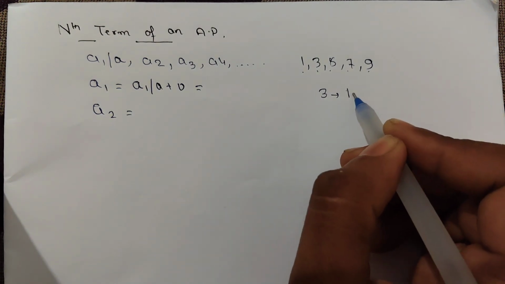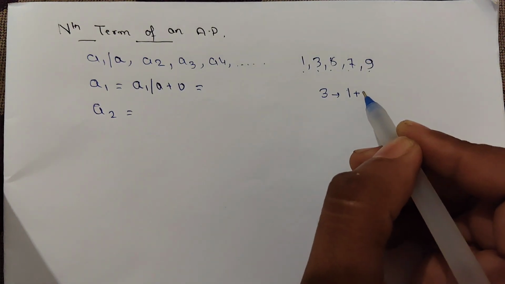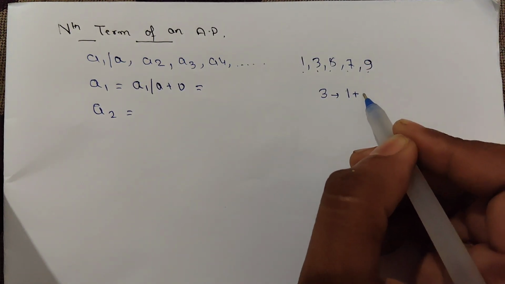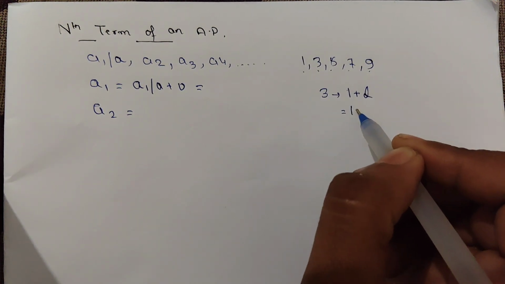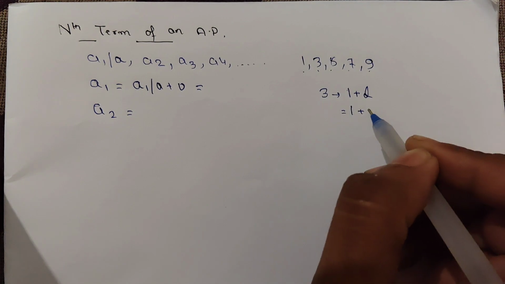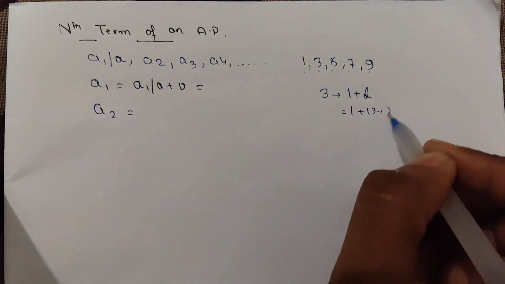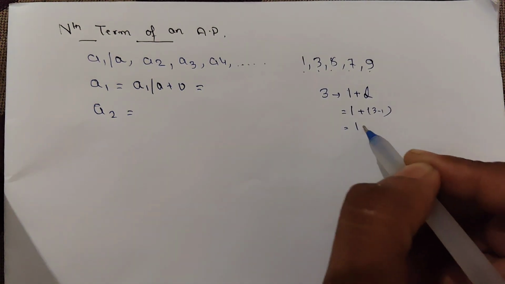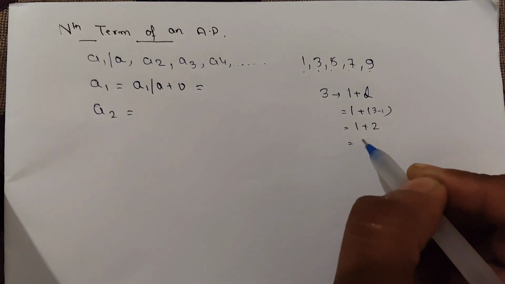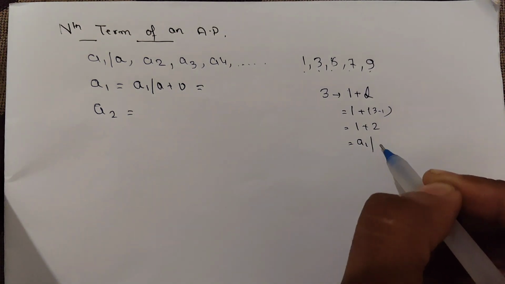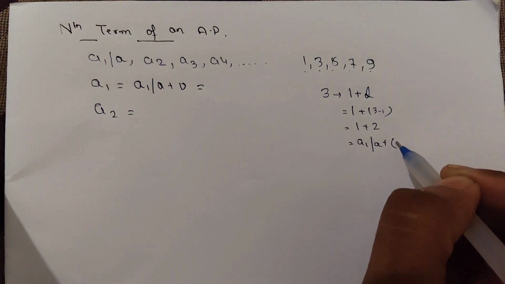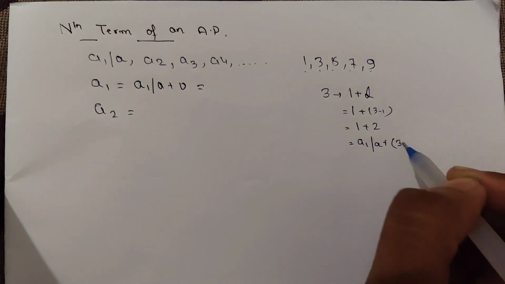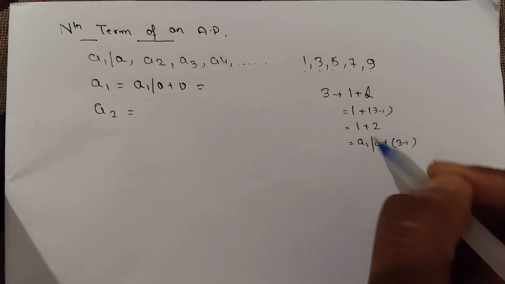So 1 will be there plus the difference. Like this we used to add. 1 is the first term, and D is the difference, just like 3 minus 1 we used to write. So it was 1 plus 2, and like this we used to get 3. Here 1 is A1, or we can write A, and this one is 3 minus 1, D, like we used to get previously.